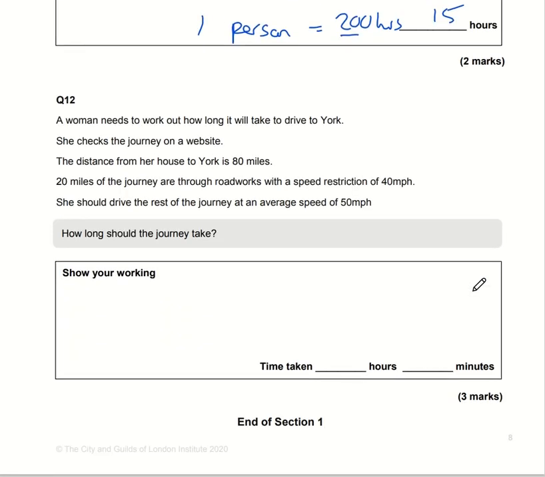Okay, question number 12. A woman needs to work out how long it will take to drive to York. The distance is 80 miles. 20 miles of the journey are through roadworks with a speed restriction of 40 miles per hour. So if she does 40, that means she'll do 40 miles in 1 hour. So if she's only doing 20 miles, then that will take 30 minutes. So 30 minutes for this section here.